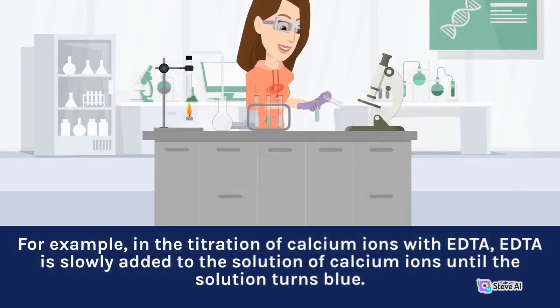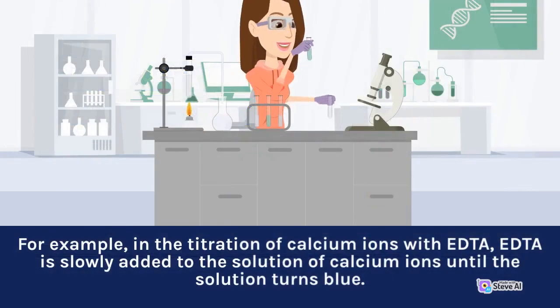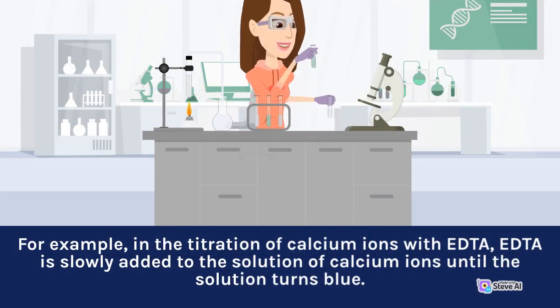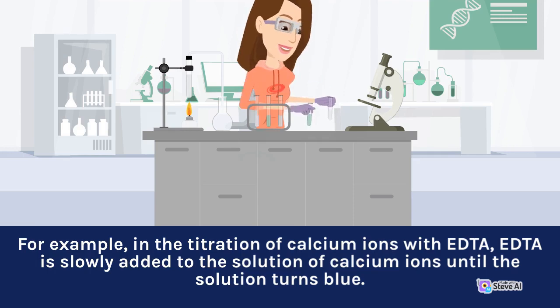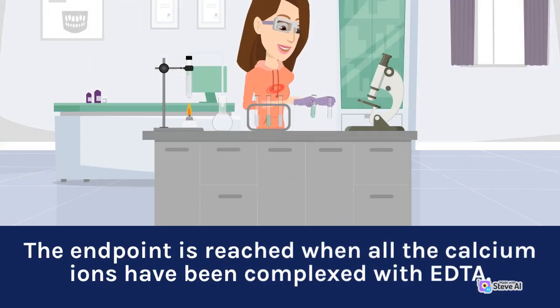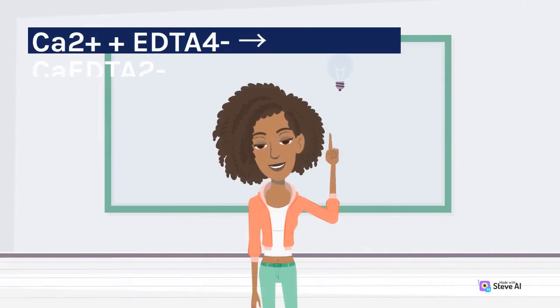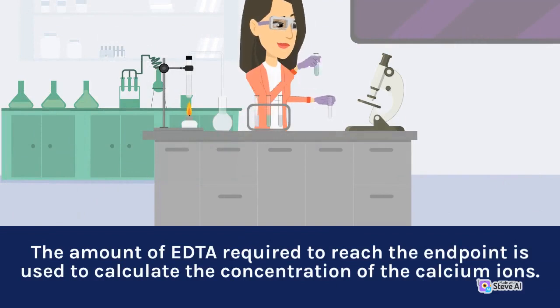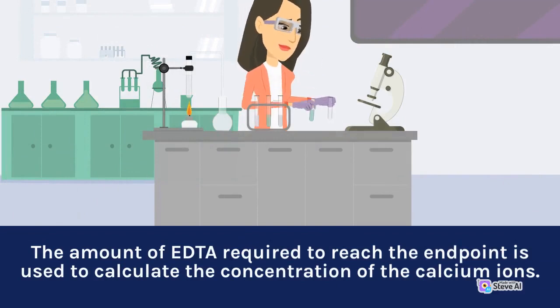For example, in the titration of calcium ions, EDTA is slowly added to the solution of calcium ions until the solution turns blue. The endpoint is reached when all the calcium ions have been complexed with EDTA. Ca2+ plus EDTA4- yields CaEDTA2-. The amount of EDTA required to reach the endpoint is used to calculate the concentration of the calcium ions.